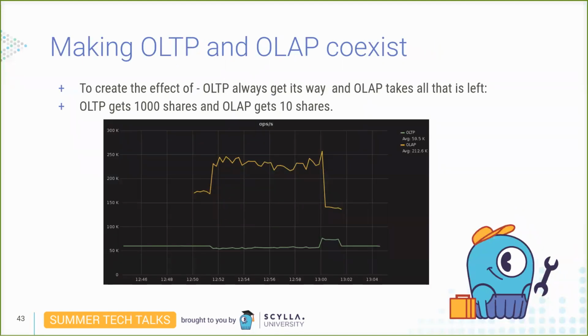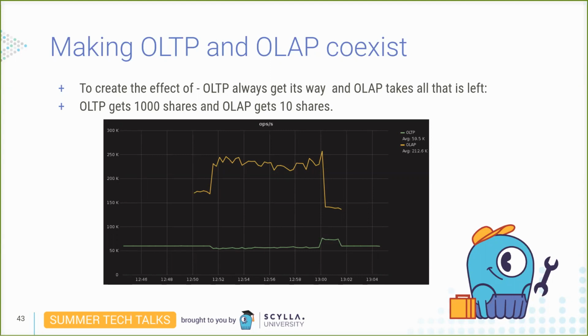Let's go over general use cases where workload prioritization is a good fit. The first one is our OLTP vs OLAP problem. We'll try to make it happen on a single cluster. Here is a graph that shows what happens when we use this configuration to keep the ops of the OLTP load relatively stable when OLAP kicks in. When OLAP kicks in, OLAP can get whatever is left.